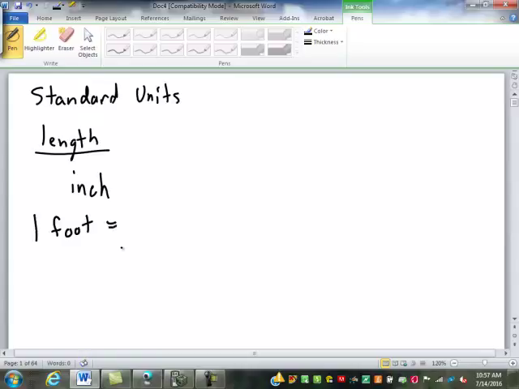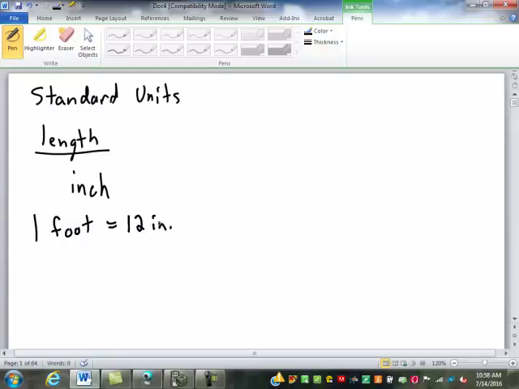How many inches are in 1 foot? There's 12 inches. Good. Now the foot is exactly what it sounds. From the back of the heel to the front of the big toe is a foot. I'm not going to hold that up to the camera for you.